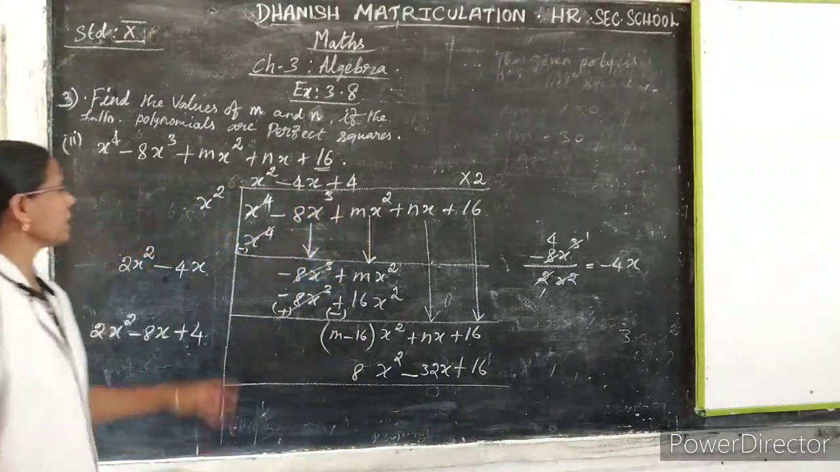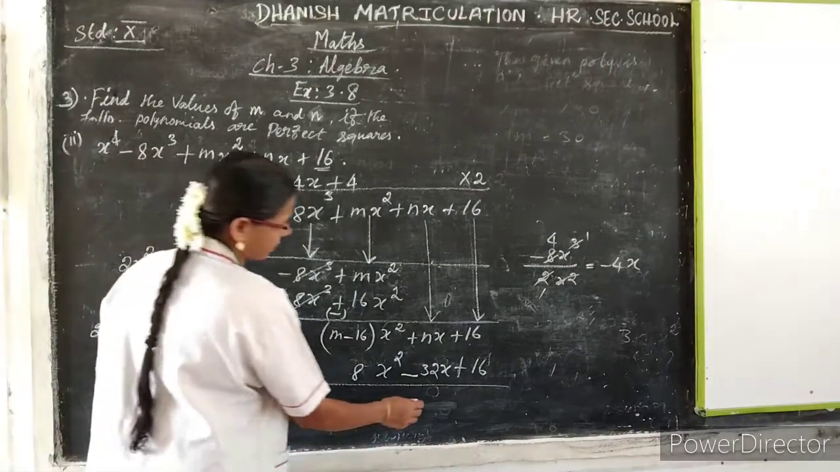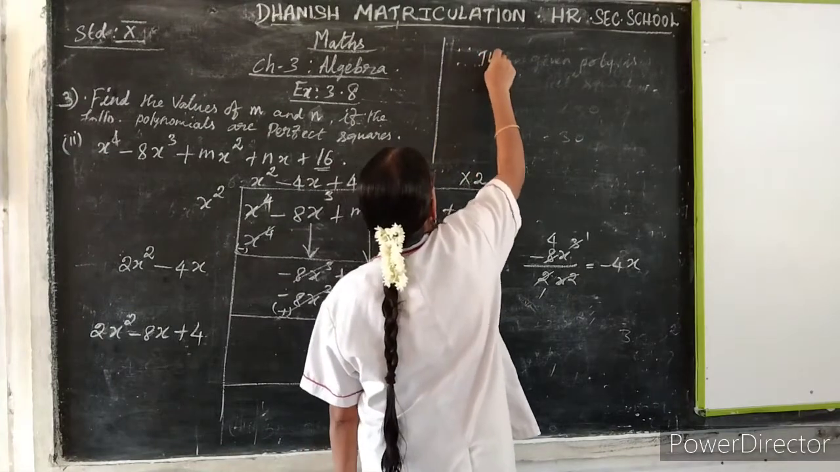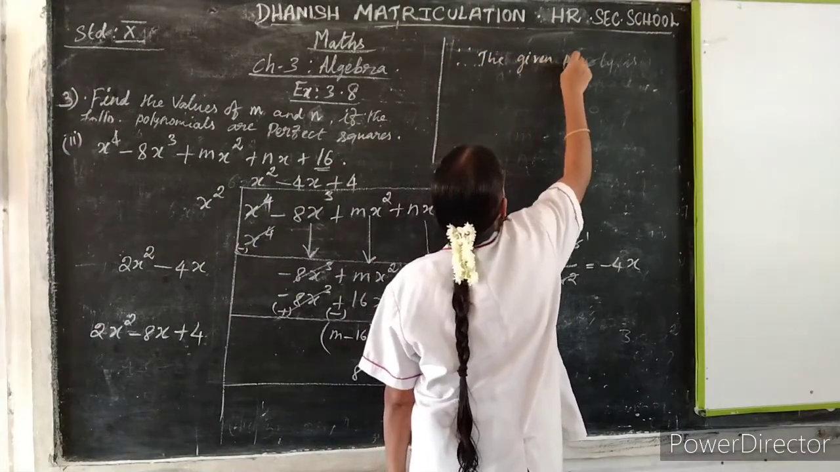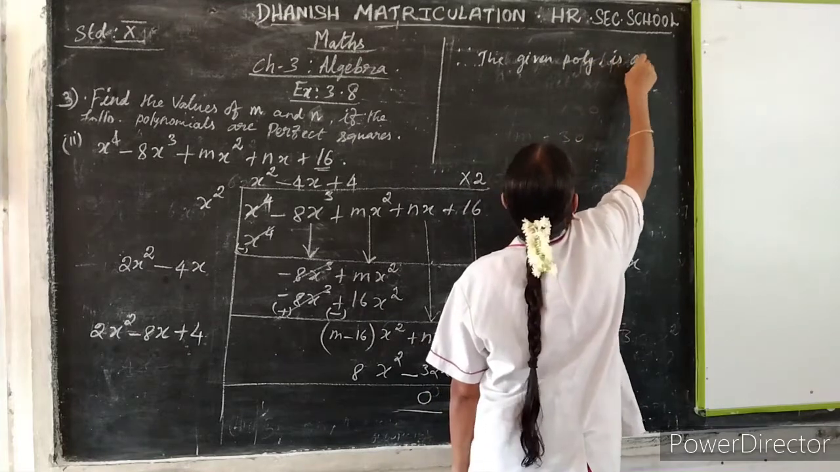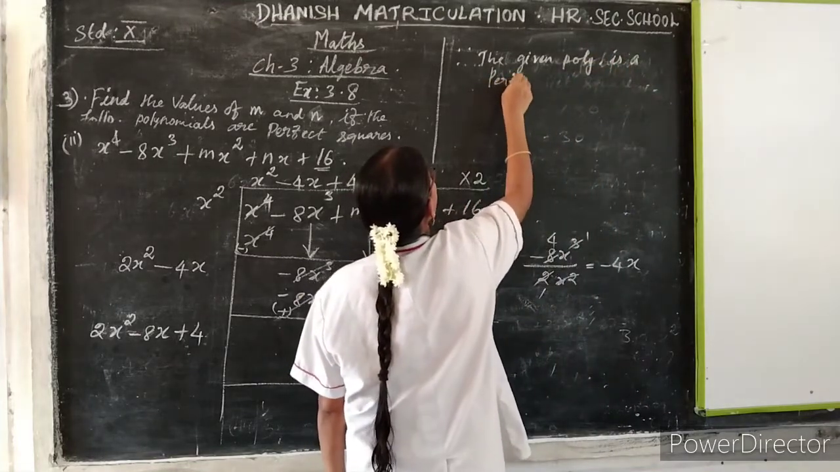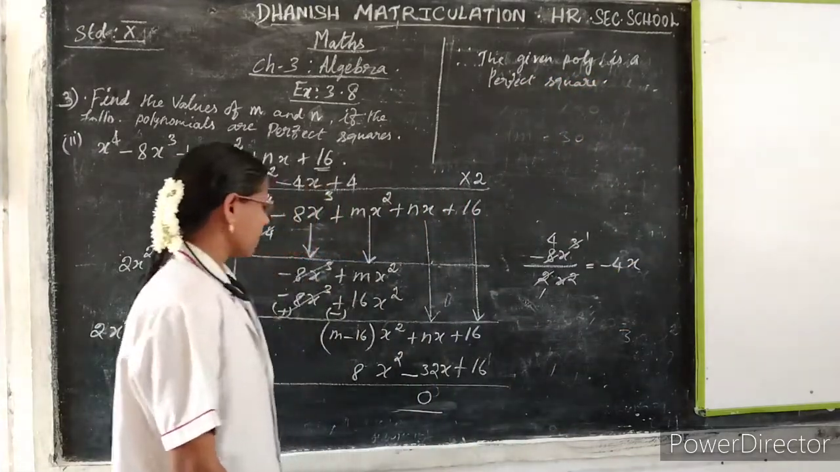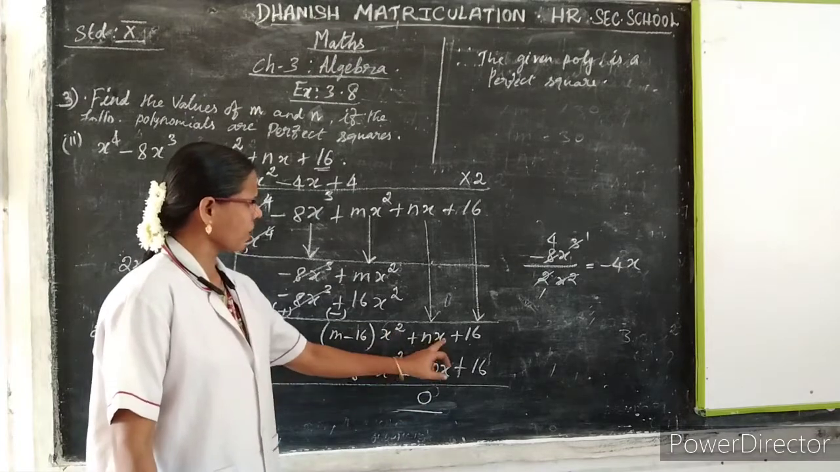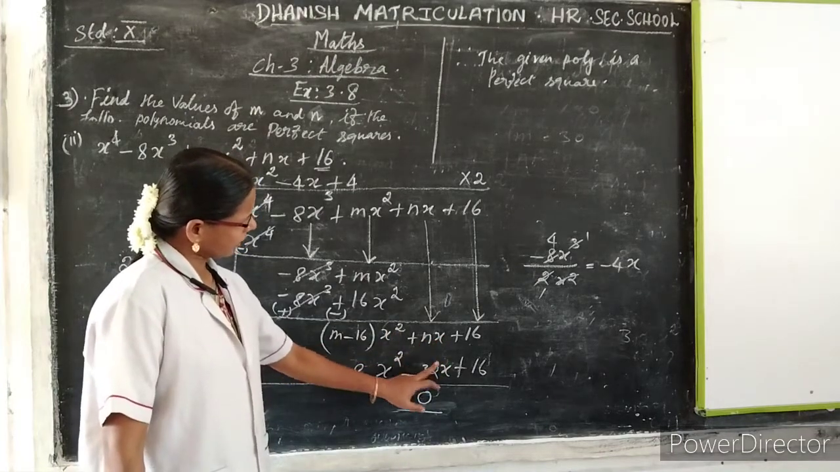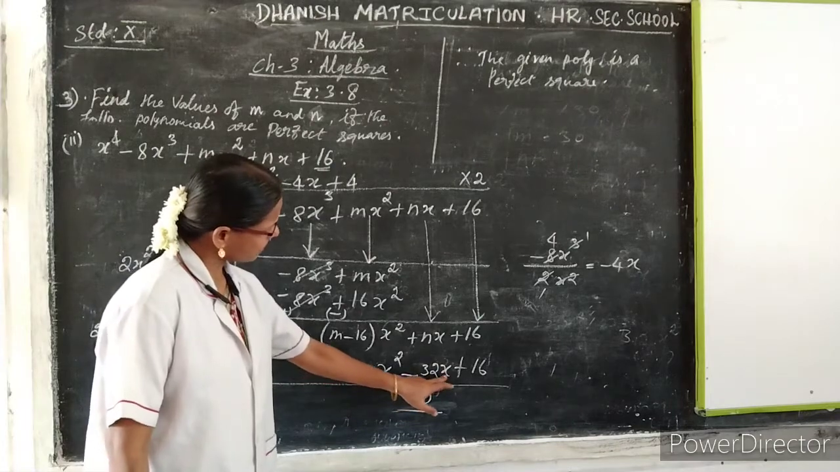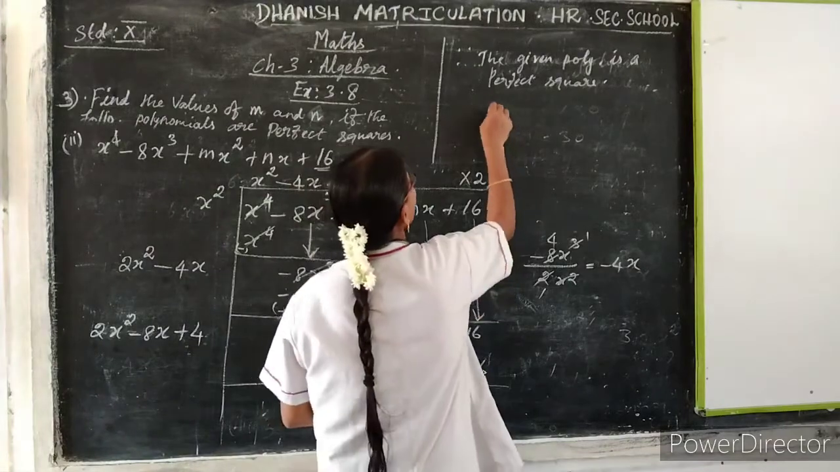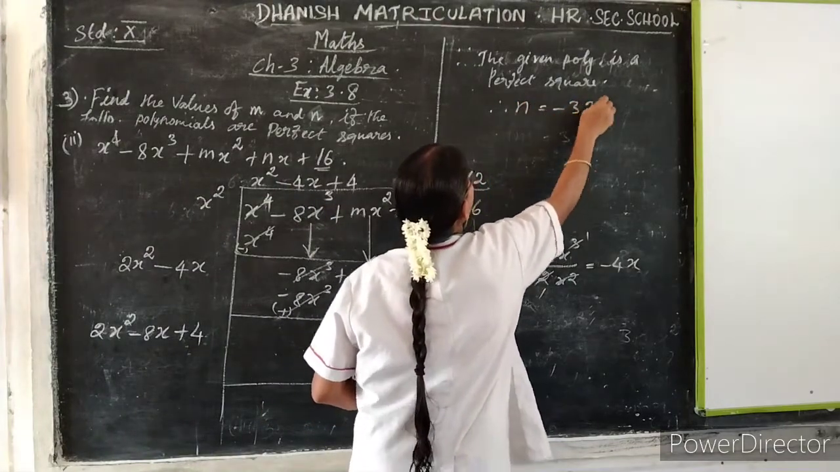Since the given polynomial is a perfect square, therefore the remainder should be 0. Here our unknown, the coefficient of x, is n. In this polynomial, the coefficient of x is minus 32. Therefore the value of n is minus 32. Therefore n is equal to minus 32.